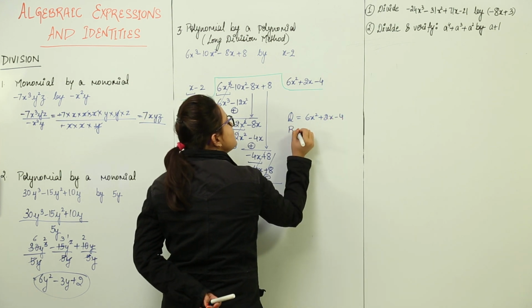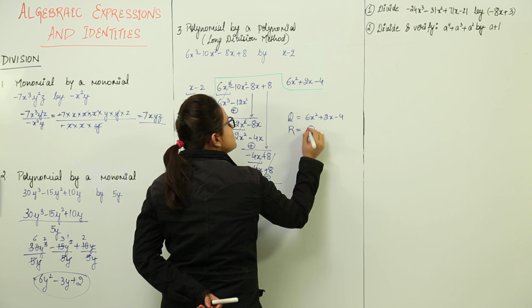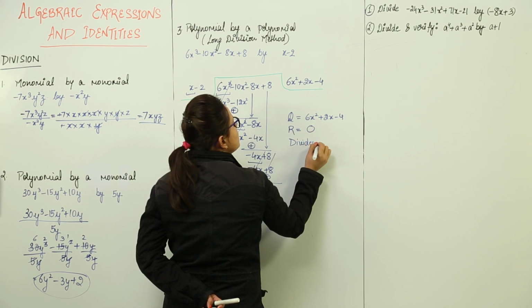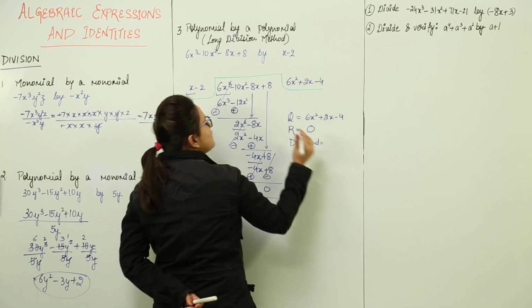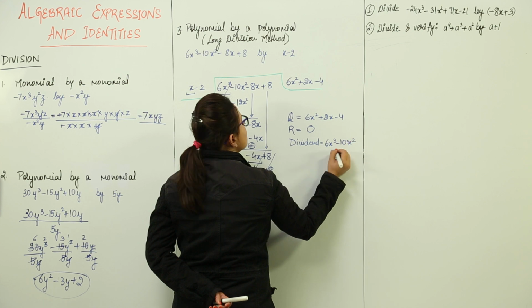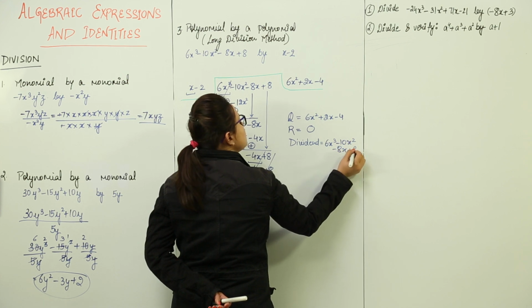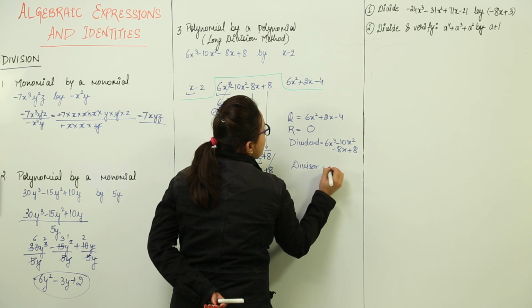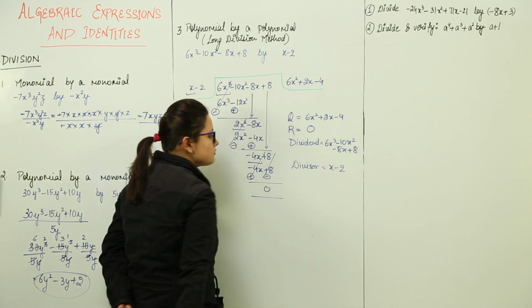What is the remainder in this question? It is 0. What is the dividend in this question? The dividend is the one that we are dividing. So the dividend was 6x cube minus 10x square minus 8x plus 8. What was the divisor here? The divisor was x minus 2.